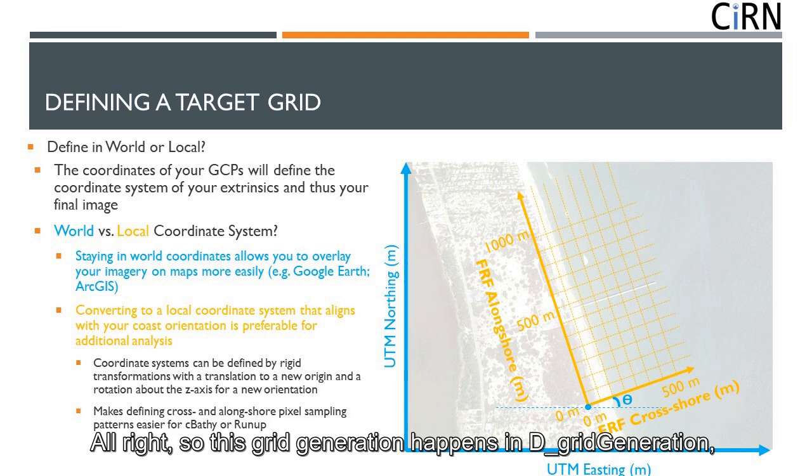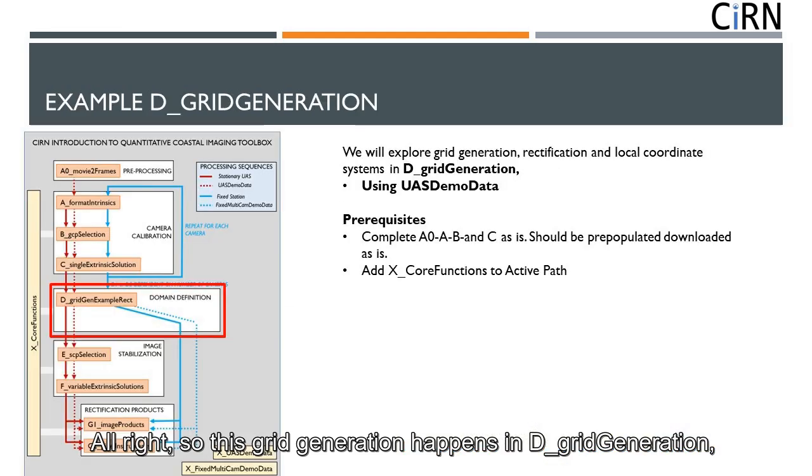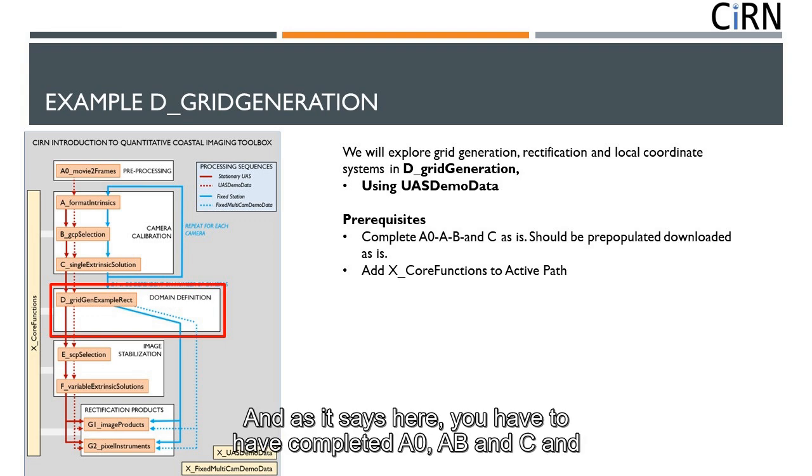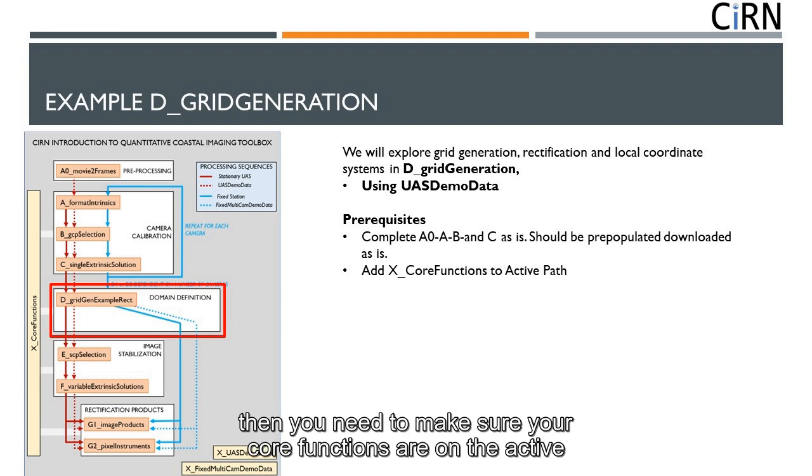All right, so this grid generation happens in D, grid generation, as it's aptly named in the toolbox. And as it says here, you have to have completed A naught, A, B, and C. And then you need to make sure your core functions are on the active path.